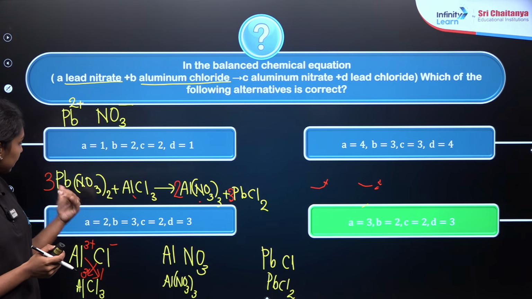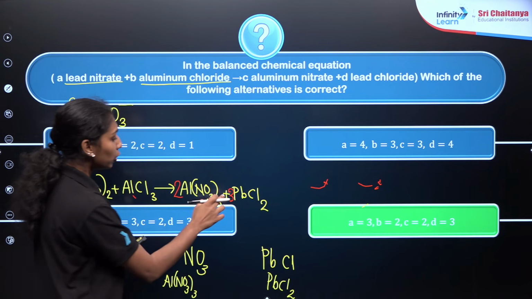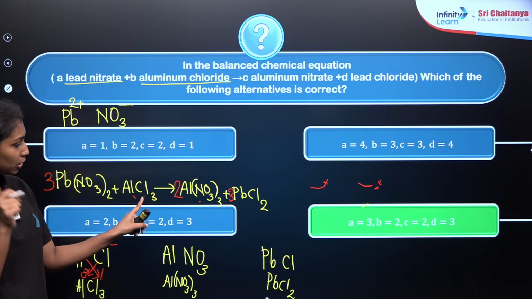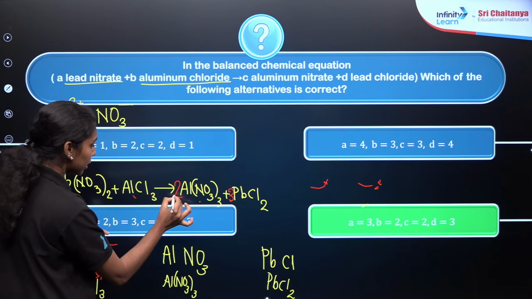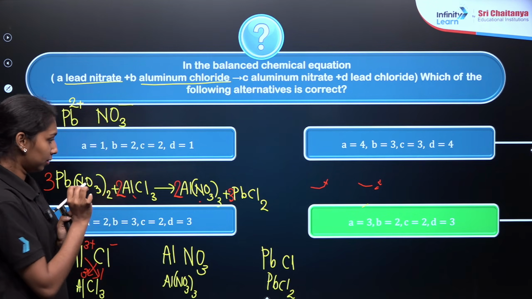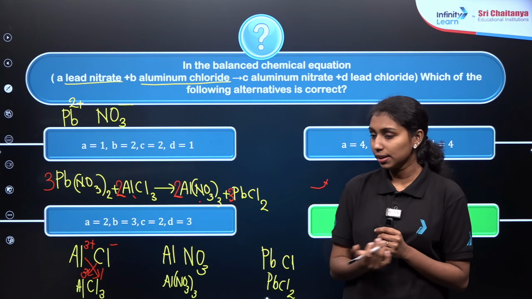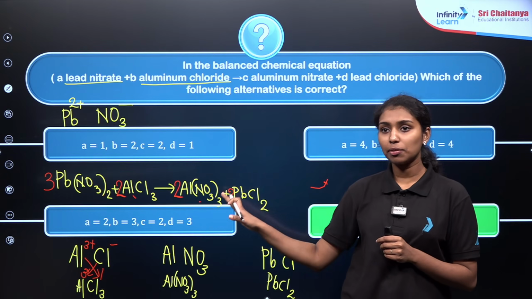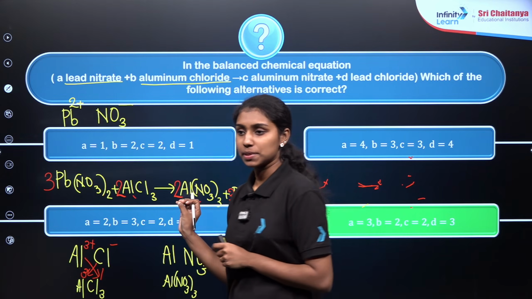Now we have already balanced the lead and nitrate together. Now we need to balance the chlorine atoms. Here 3 into 2, 6 chlorine is present, but in the aluminum chloride there are only 3 chlorine. Then considering the aluminum atoms, in the product side it is 2, so we need 2 aluminum in the reactant side as well. I hope you understand how to balance chemical equations. Just consider the maximum number of components in the reactant or product side, start balancing from there, then adjust the numbers to balance the atoms.